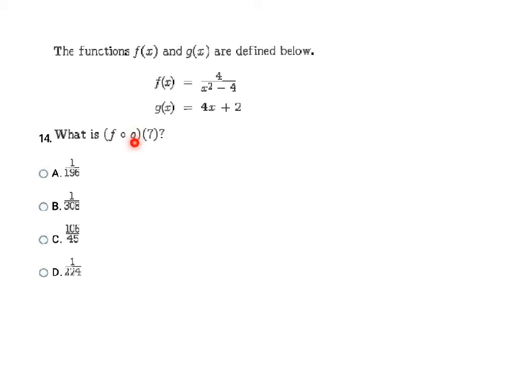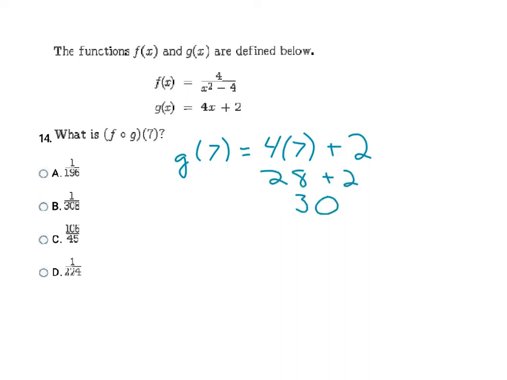So you always do the G second in the composition, so we're going to plug 7 in for g of x first. And so when we do that, we're going to have 4 times 7 plus 2. 4 times 7 is 28, plus 2 is 30. And so now, because it's a composition, we're going to take this answer that we got for g and substitute it into the first one, which is f.